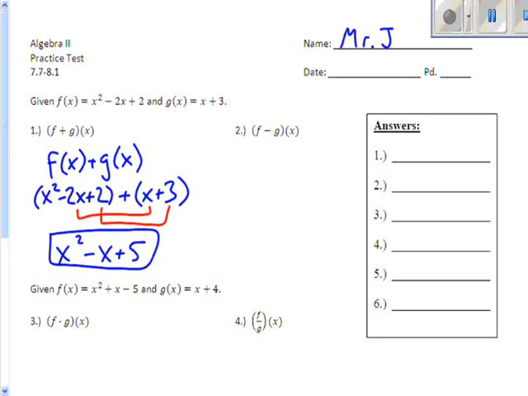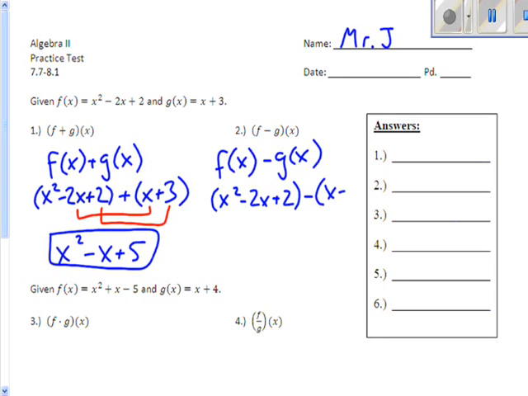All right. For the next one, very similar. Again, the function notation means I'm subtracting these two functions. So I'm going to do f of x minus g of x. So when I do this, I'm going to have x squared minus 2x plus 2 minus the quantity x plus 3. For this one, I could just subtract like terms. I'm going to distribute the negative to make sure I don't make any sign errors. So it's going to be x squared minus 2x plus 2 minus x minus 3.